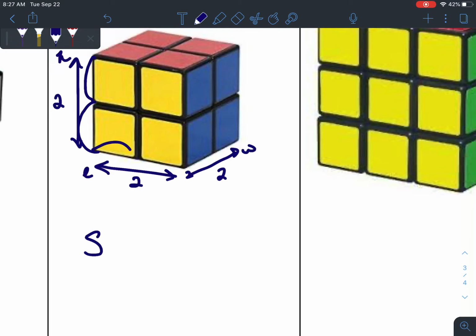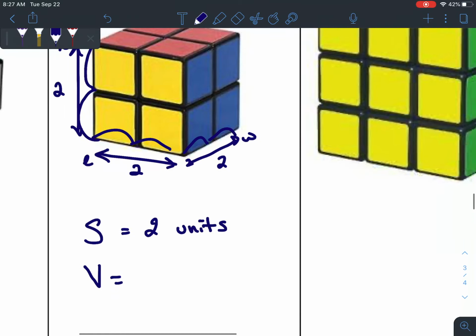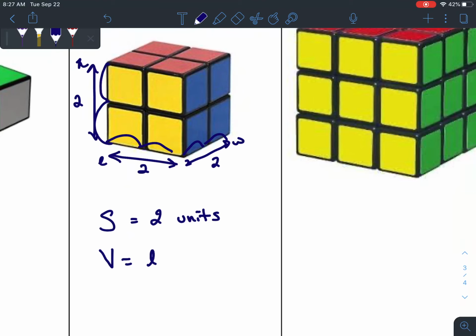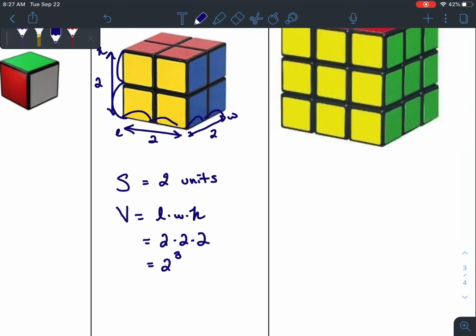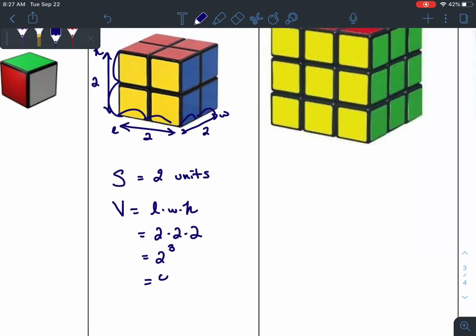1, 2, 1, 2, 1, 2. So the side length is 2 units. The volume, remember, when we're doing with a cube or a rectangular prism, is length times width times height. So that's 2 times 2 times 2, which is the same thing as 2 cubed. See where we're going with this? And that's 8. Now in this case, it's 8 cubic units.